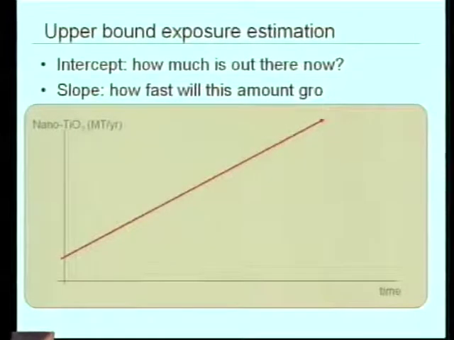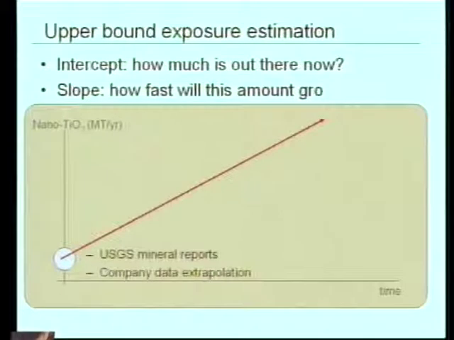To do this part, we looked at USGS mineral reports, which are very complete for the bulk titanium dioxide. And the person who is focused on titanium dioxide says that he believes there are starting to be some nano numbers included in this, but there's no way to break it out. So for some of the cases, we'll talk about how this may already have some nano in there. But then also we looked at company data from nano producers of titanium dioxide and tried to extrapolate that.